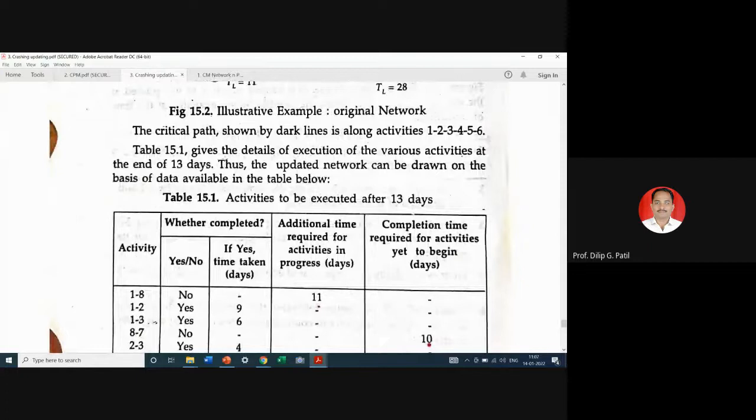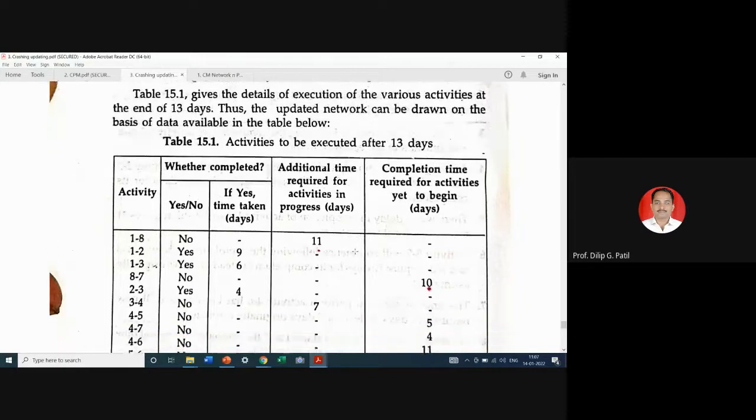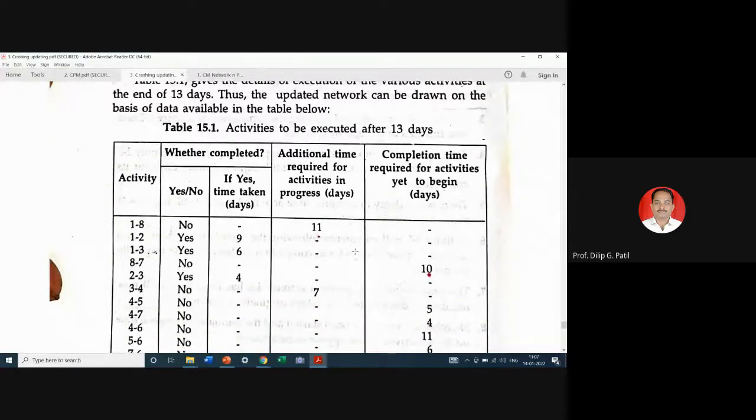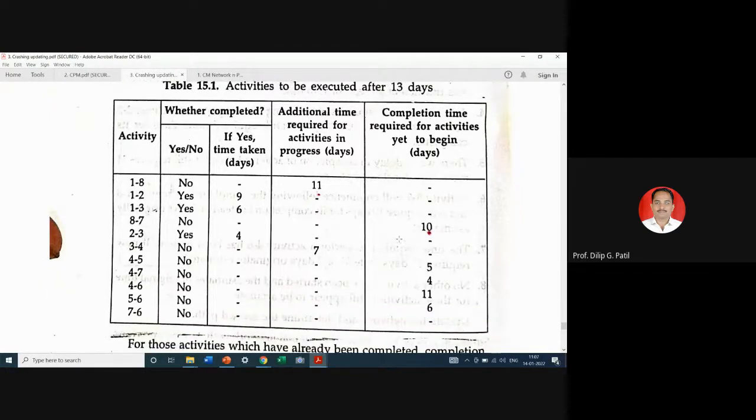So this table gives details of execution of various activities at the end of 13th day. Thus updated network can be drawn on the basis of data available in the table below. आता हे केअरफुली लक्षात घ्या. याच्यामध्ये काही तुम्हाला अडचण आली तर लगेच इमिजिएटली विचारा, डोंट हेजिटेट टू आस्क. कारण की प्रश्न बऱ्याच जणांना असतात, परंतु काही जण विचारत नाहीत, घाबरतात किंवा लाजतात त्यामुळं. परंतु त्यामध्ये काही नाही, दिस इज अ प्रिपरेशन सेशन, यू बी फ्री टू आस्क एनी क्वेश्चन.